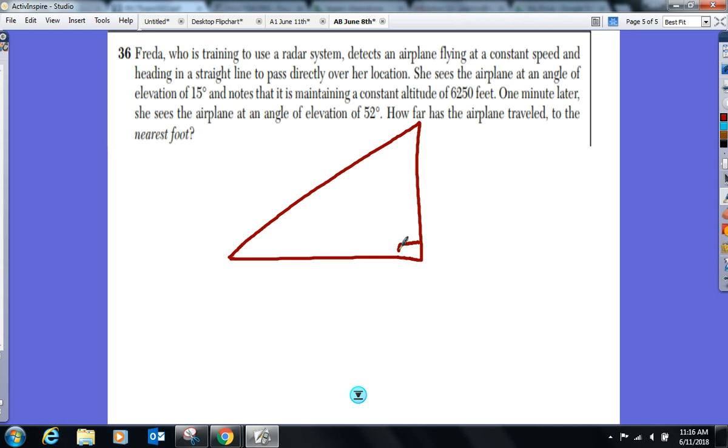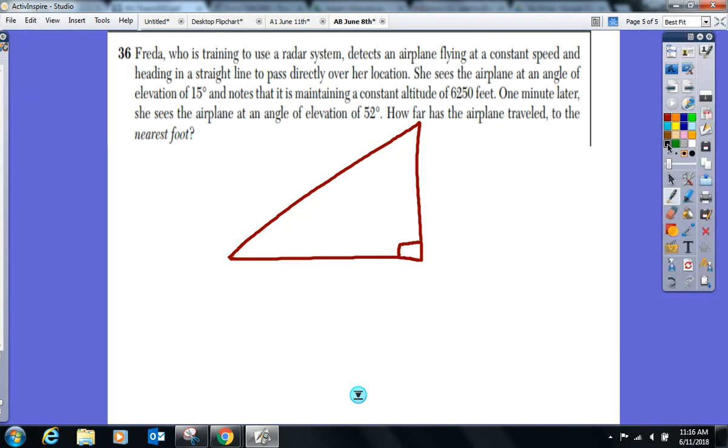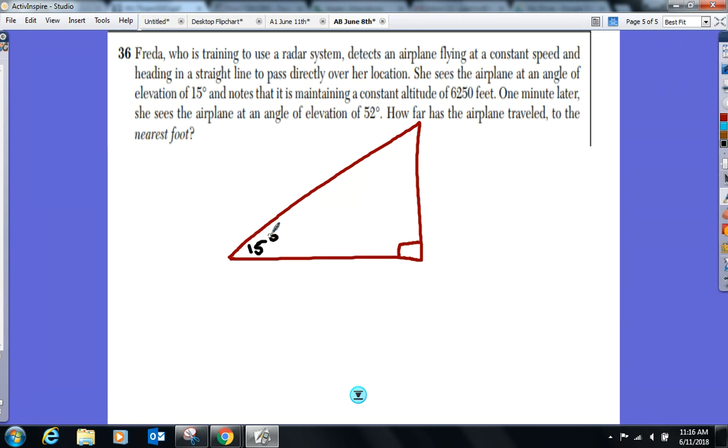Anybody remember where the angle of elevation was located? Inside, ground up. So inside, ground up, 15 degrees. And just while I'm here, that angle right there is the angle of depression, on the outside. Okay, depression on the outside.